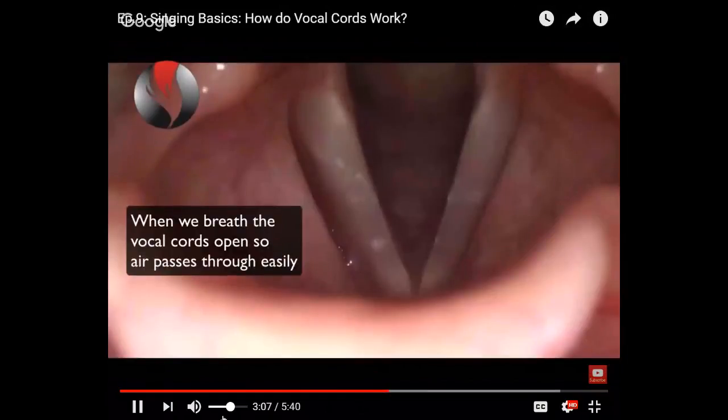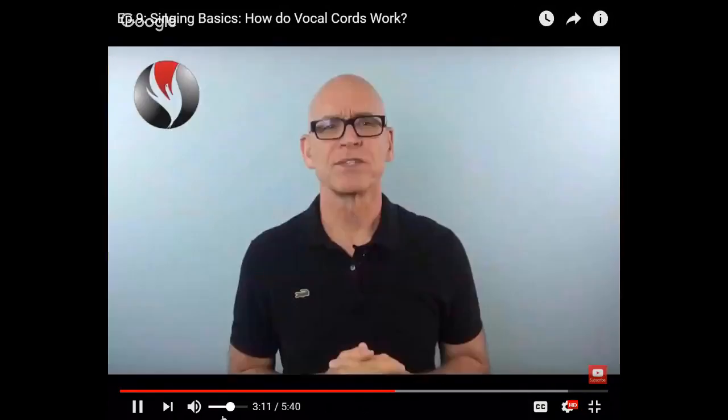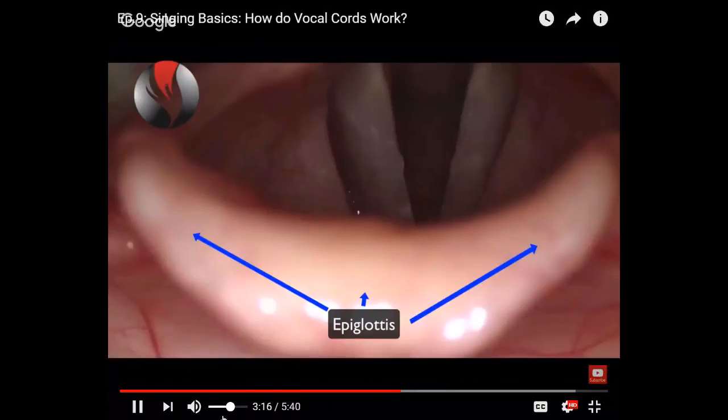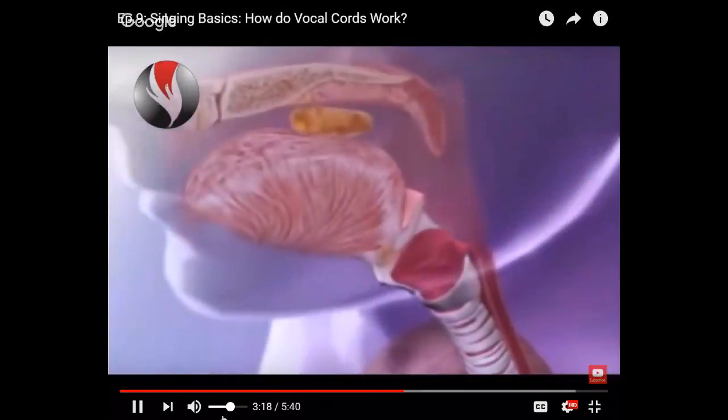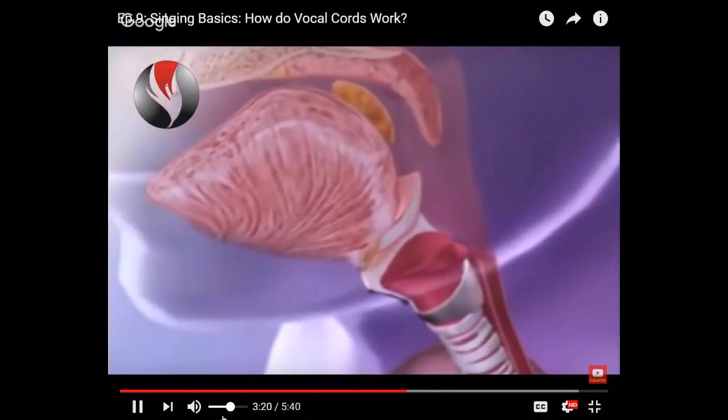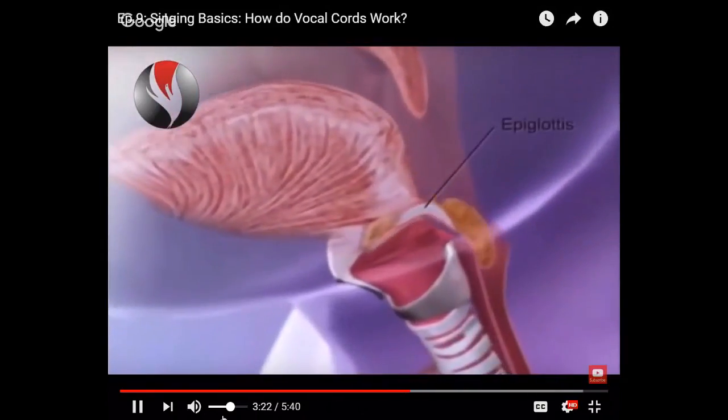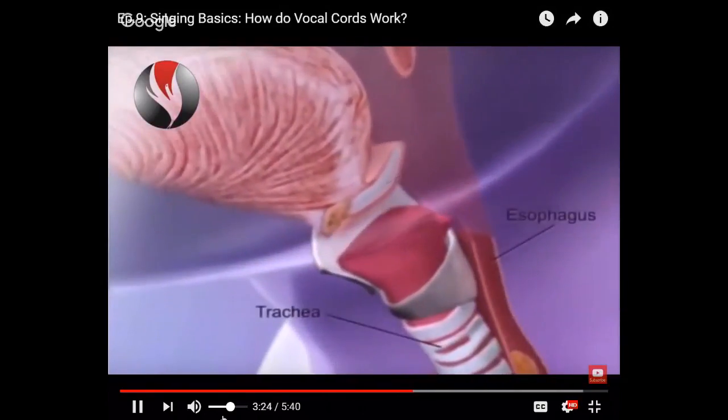The vocal cords open when we breathe and come together when we make noise with our voices, and are covered up when we swallow. A type of lid called the epiglottis closes over the vocal cords when we swallow. Sometimes fluid gets through and we cough to clear it out.